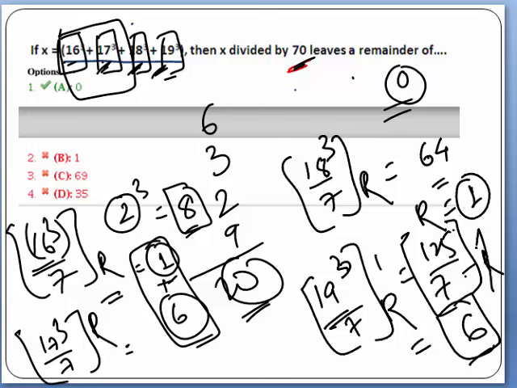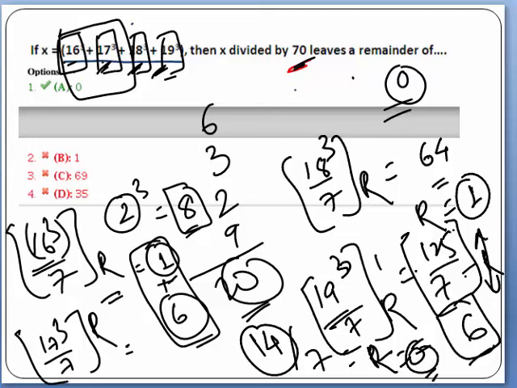So again, 6 plus 1 is 7, 6 plus 1 is 7, which is a sum total of 14, divided by 7 completely. So your remainder essentially is 0. Therefore we have just proven that the number gets divided by 7 as well as 10, and hence it will be divisible by 70, and therefore this option of 0 is the right answer.